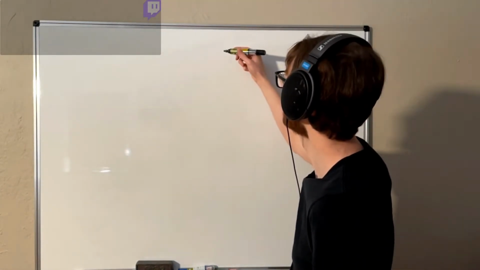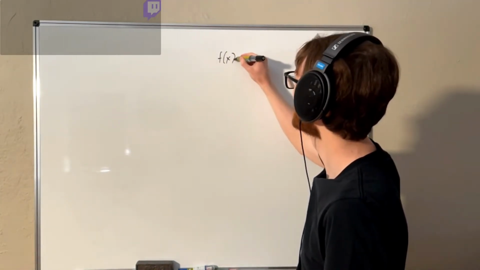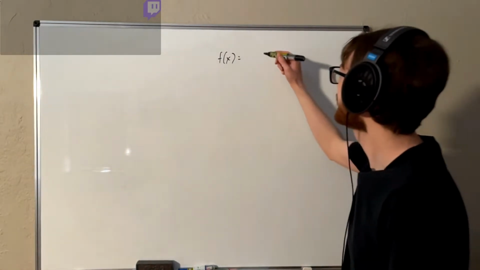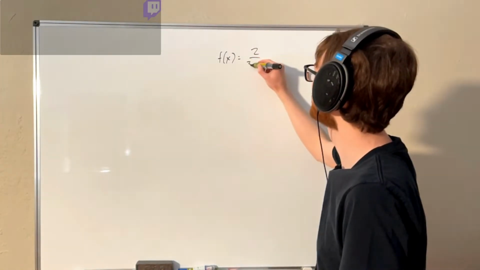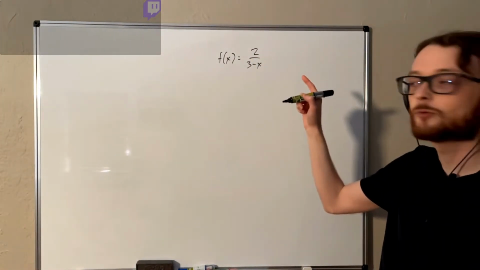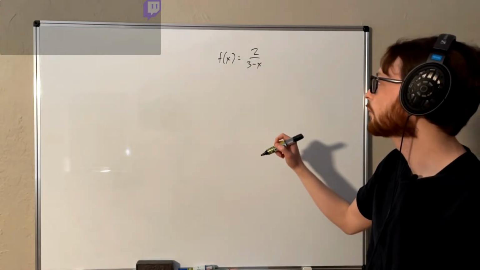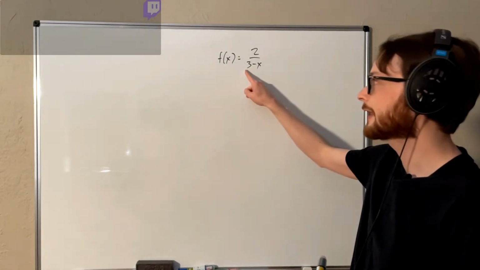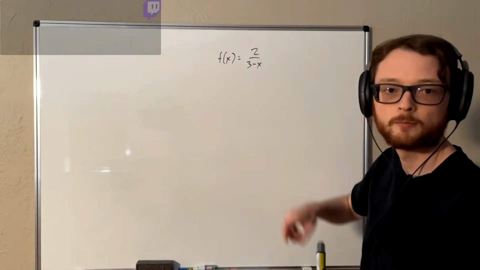So our first question is we have f of x equals 2 over 3 minus x. So we want to do anything that we have to make it match a over 1 minus r. And the issue here is that 3. We need that 3 to be a 1.